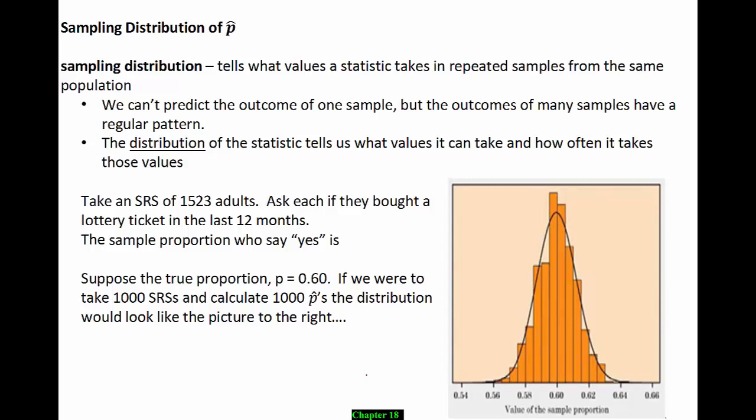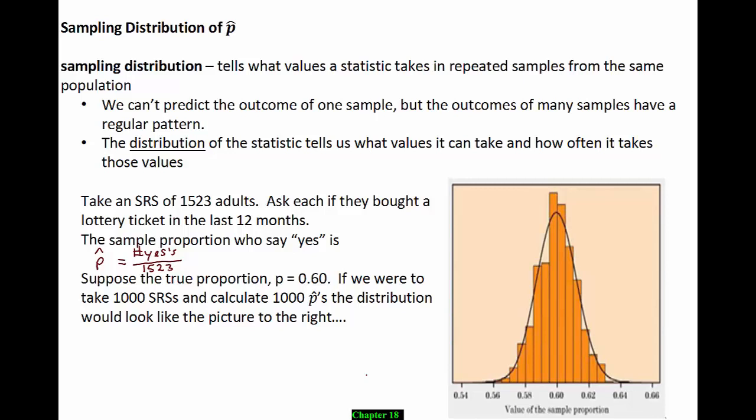Notice the histogram on the bottom right of the screen. That's one way that we can picture a distribution, and then we can smooth it with a curve. Let's suppose that we take a simple random sample of 1,523 adults and ask each of them if they bought a lottery ticket in the last 12 months. The sample proportion who say yes would be p hat, which would be the number of yeses in our sample, divided by our sample size, which is 1,523. So we know that if we asked a different simple random sample of 1,523 adults, the first p hat would be different than the second p hat.